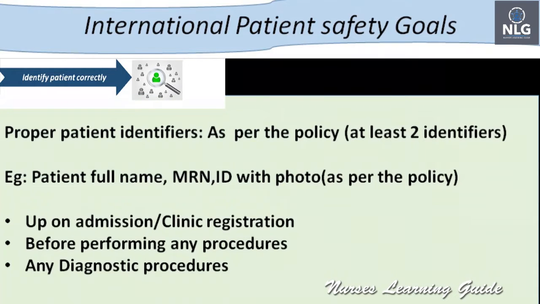As per the policy, at least 2 identifiers should be there. When you check the name of the patient, it must be 3 names. If the patient has 3 names, then the complete name should be asked. Patient identification is also used upon patient admission, clinic registration, before performing any procedures like an insertion of intravenous line or any medications, diagnostic procedures, for example taking blood or diagnostic radiology procedures.